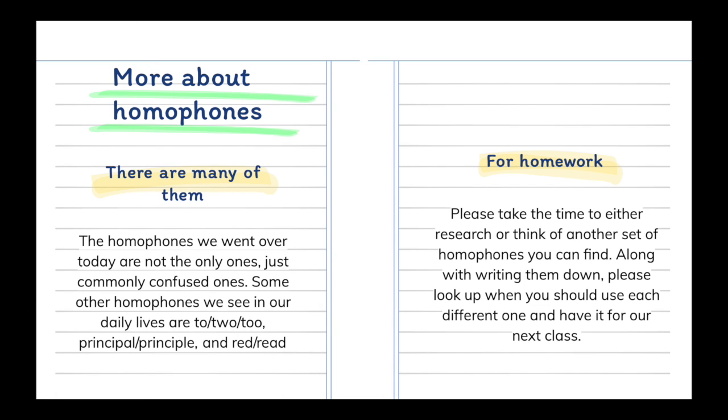Next, I would like to address that there are many homophones in our language. The homophones we went over today are not the only ones, just some commonly confused ones.